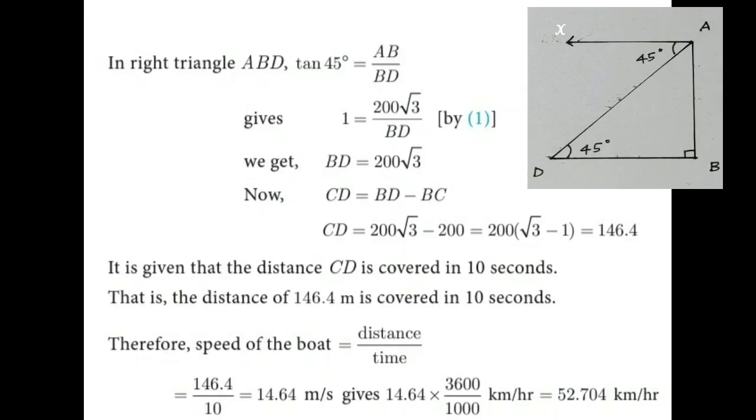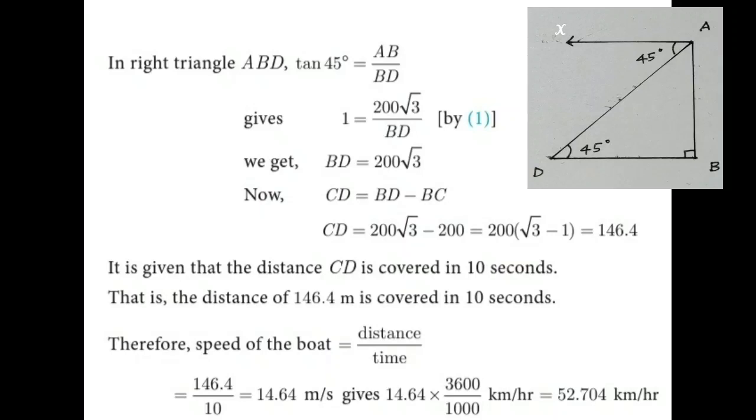Here using the formula, distance is equal to speed into time. Here we need speed, therefore speed of the boat is equal to distance divided by time. Then 146.4 divided by 10, we get 14.64 meter per second.